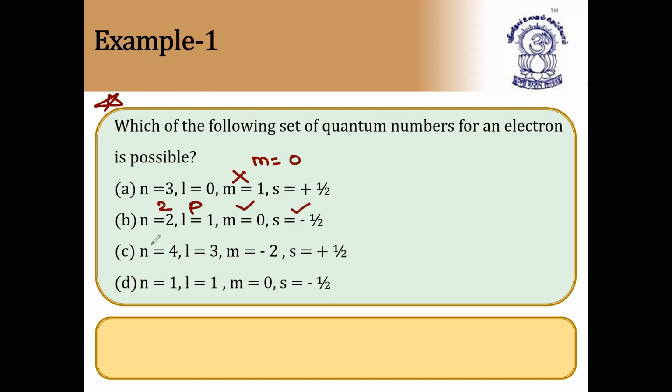Similarly, n is equal to 4, L is equal to 3. n is equal to 4 is the fourth orbit, and L is equal to 3 is the d orbital, 4d. So m can be -2 and so on.